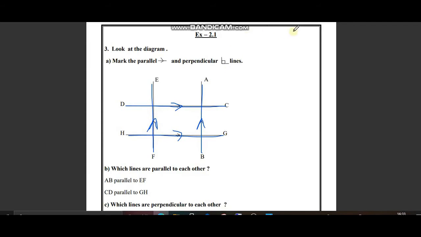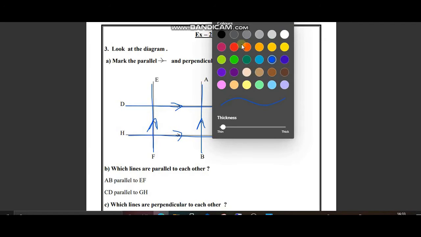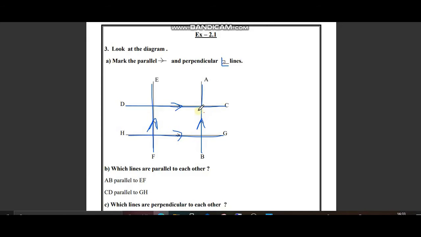And now perpendicular. Perpendicular, as I said to you, is a right angle, so mark the right angles over here. This is one right angle over here, 1, 2, 3 and 4. So as I said, mark like this, so we have done the marking. So part A is done. Move on to the next.